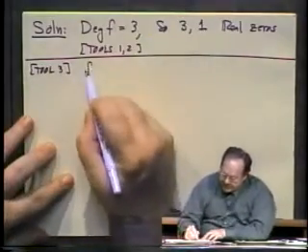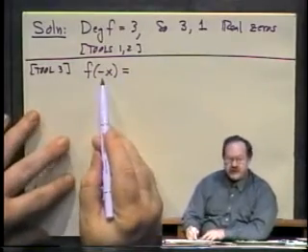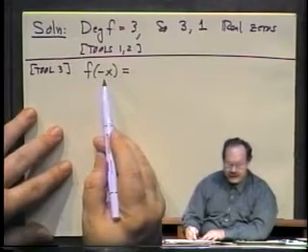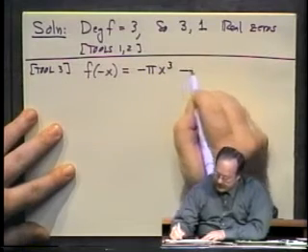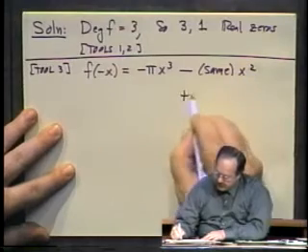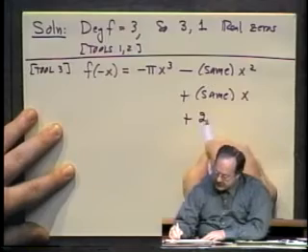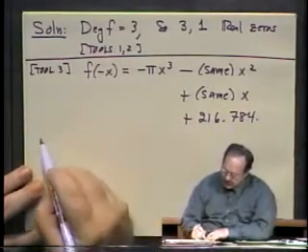We already have f of x. I'll go ahead and do f of minus x. Remember, the minus will only change the powers that are odd, which is a cubic and power 1 in this one. So what I end up with is minus pi x cubed minus, and I'm just going to write it out, the same thing, x squared, plus, the same thing, x, plus 216.784. So I'm saving myself a little trouble there.